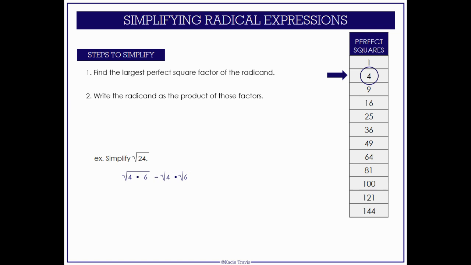Now, the next step that we got is we're going to simplify by taking the perfect square factor and reducing it. So we know 4 here, that's a perfect square. That means that we can take the square root of 4, which happens to be 2. And that 2 comes outside of the radical and is right next to our 6 because those two are multiplying and are the same thing as whatever we had from our beginning.